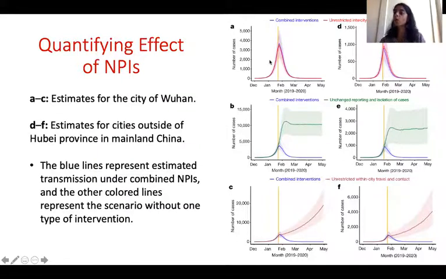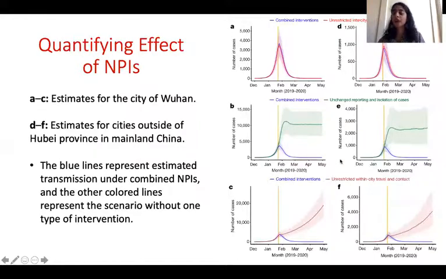Then for B and E, we can see the same effect for unchanging the reporting and isolation of cases. So if we take away this NPI, we can see that there's actually a pretty drastic effect. So with combined interventions, the number of cases fall again after middle of February, but with unchanged reporting and isolation of cases, the cases actually continue to rise and then plateau at a much higher level, above 10,000, than they would have in the actual case with combined interventions.